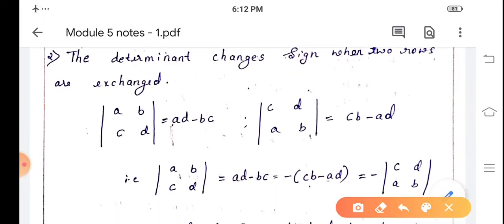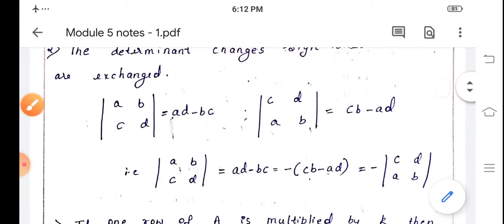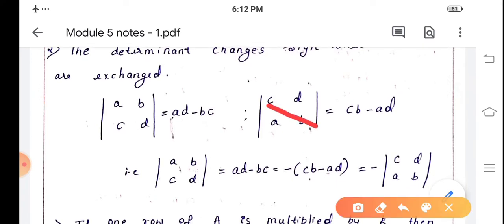For example, if I take the determinant of [[a, b], [c, d]], the determinant value is ad minus bc. Now I will interchange the first and second rows and write the determinant with first row c, d and second row a, b. Now the determinant is cb minus ad.